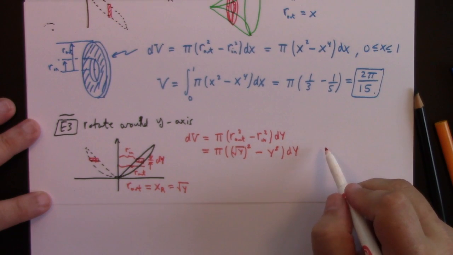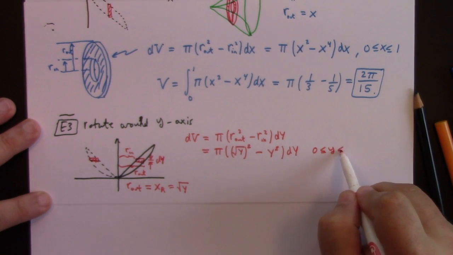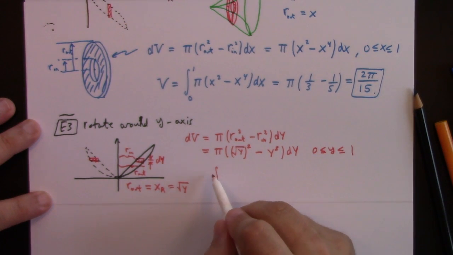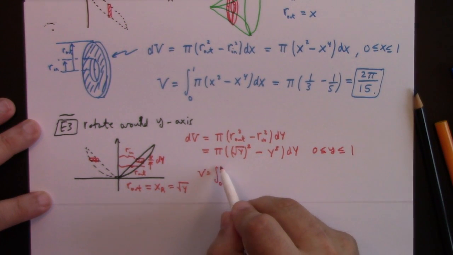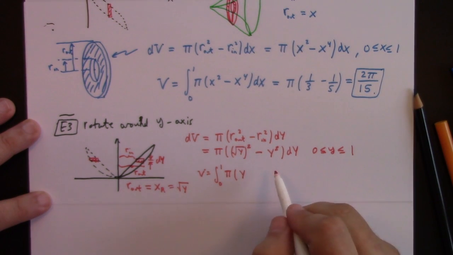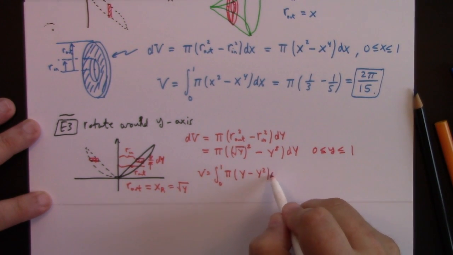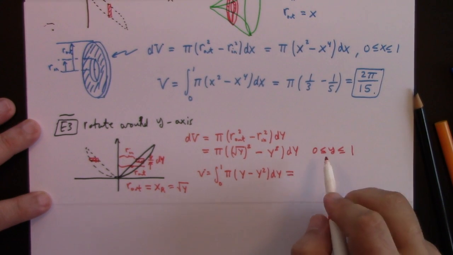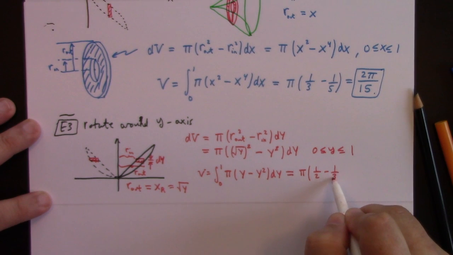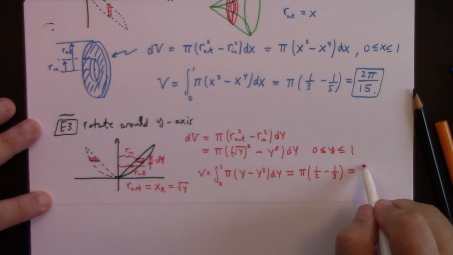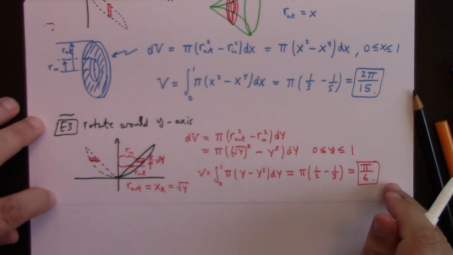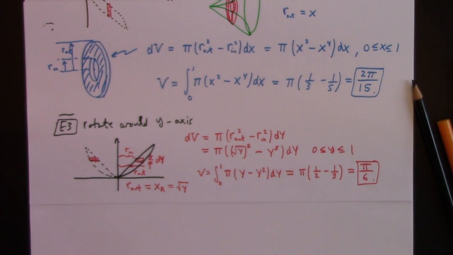Now, it's funny, this is also from 0 less than or equal to y less than or equal to 1. That's just a coincidence here. But anyway, so the volume is the integral from 0 to 1 of pi times y, because the square root of y squared is just y, so y minus y squared dy. So that's pi times 1/2 minus 1/3. Check it out, so you get pi over 6.